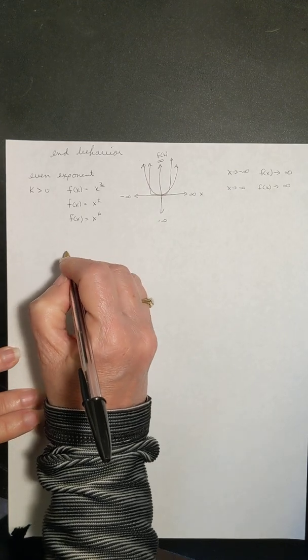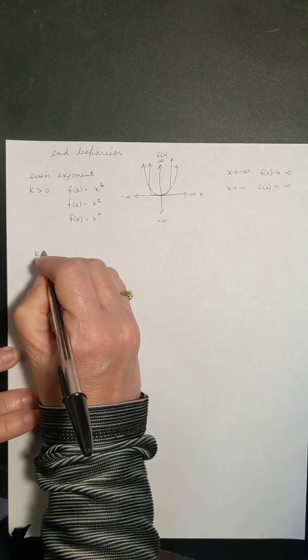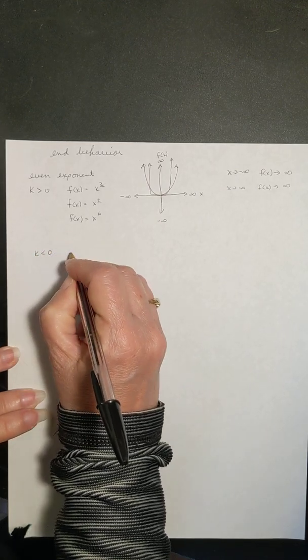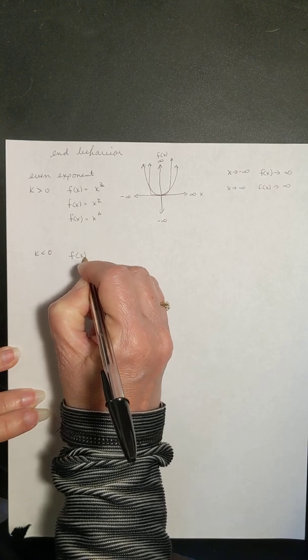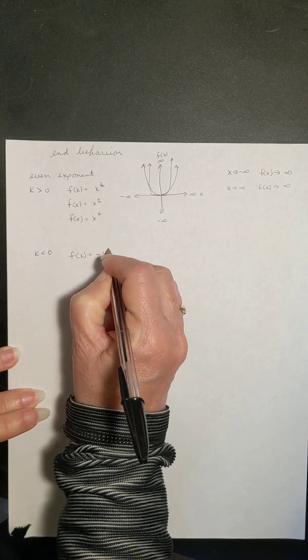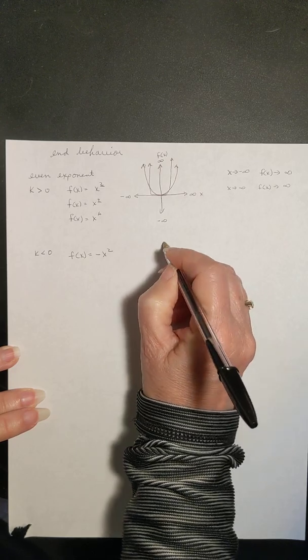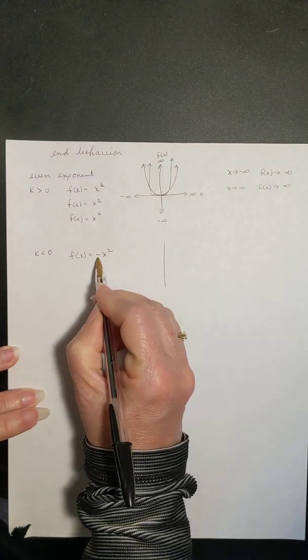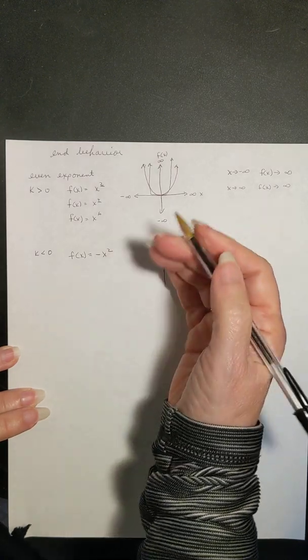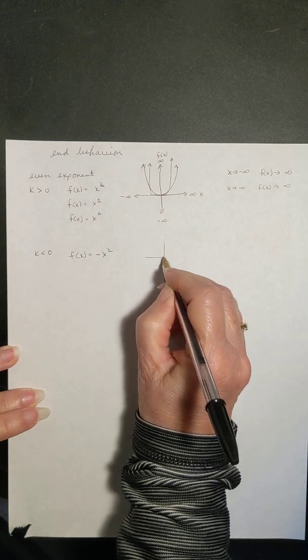Now, what if my k is negative? Let's just do f of x is equal to negative x squared. Well, we've already looked at this. What does the negative do? It reflects that parabola.